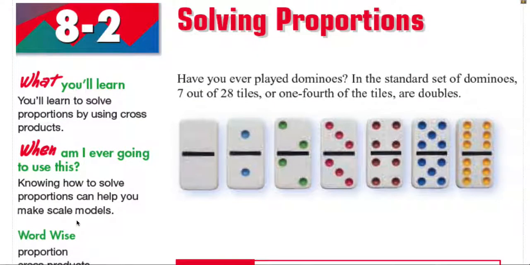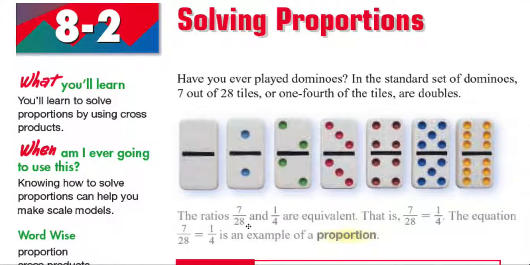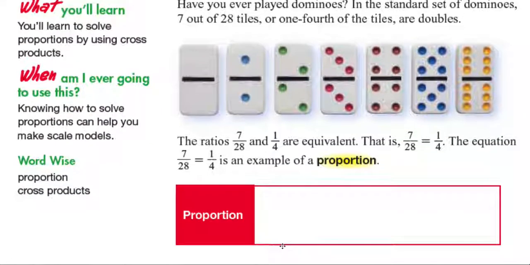Okay, you probably played dominoes before. In a standard set of dominoes, 7 out of 28 tiles, or 1/4 of the tiles, are considered to be doubles. So you have your blank-blank, your 1-1, and your 2-2, 3-3, 4-4, all the way to 6-6 tiles. So the ratios 7 over 28 and 1/4 are considered to be equivalent. That is, 7 over 28 is equal to 1/4. So the equation 7 over 28 equals 1/4 is an example of what we call a proportion.